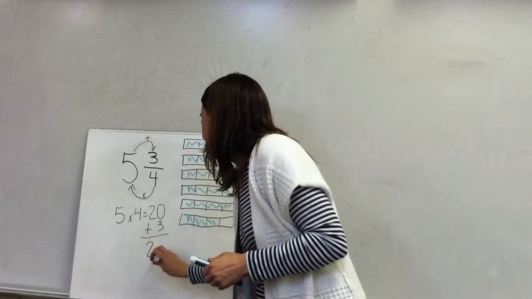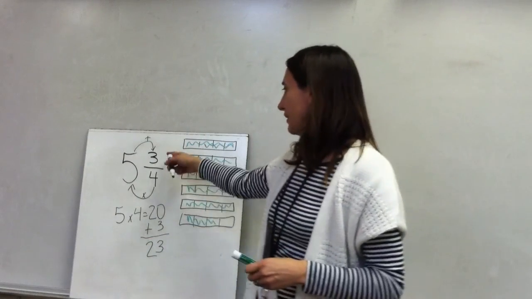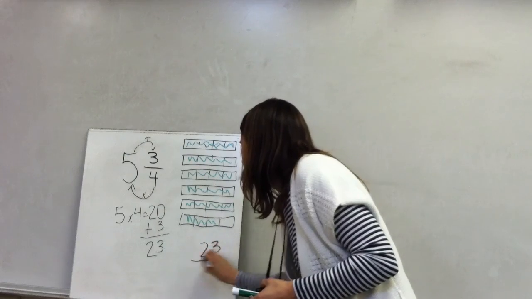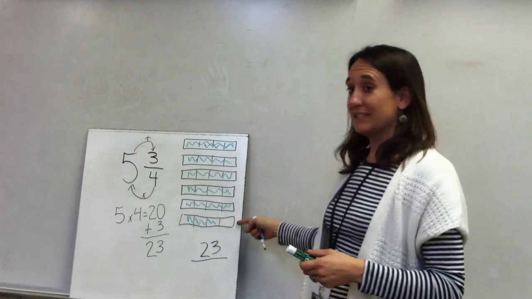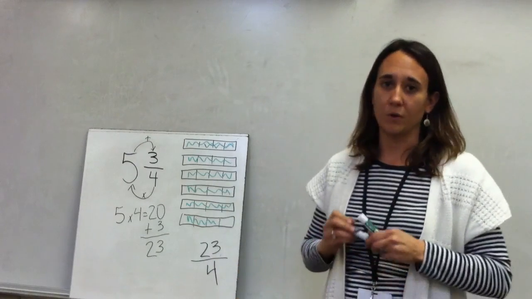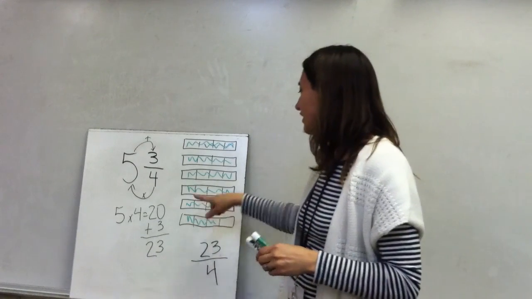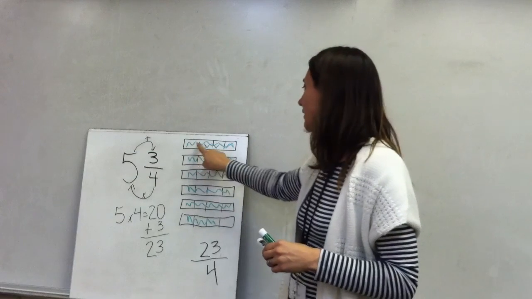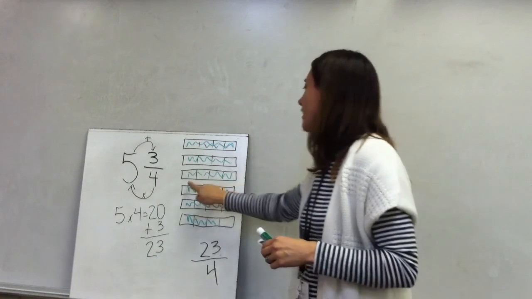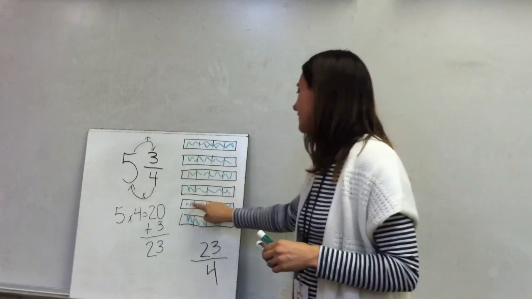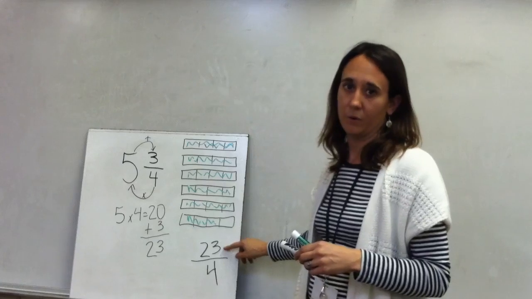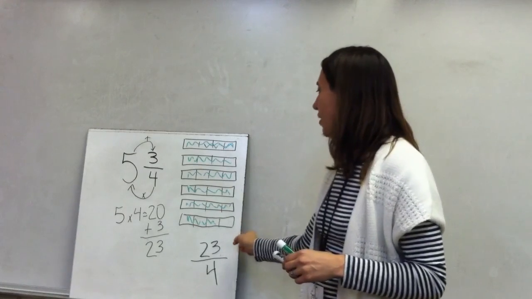And we get 23. And what do we do with that 23? Well, that's our new numerator. 23, now, it's still divided into 4 equal pieces, so 23/4. And you can see that if I counted each one of these fourths, that's colored in. 1, 2, 3, 4, 5, 6, 7, 8, 9, 10, 11, 12, 13, 14, 15, 16, 17, 18, 19, 20, 21, 22, 23. 23/4.